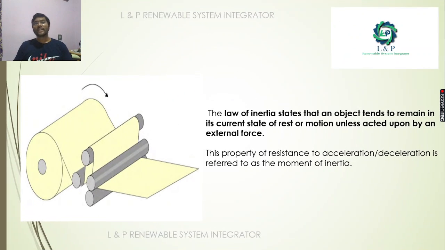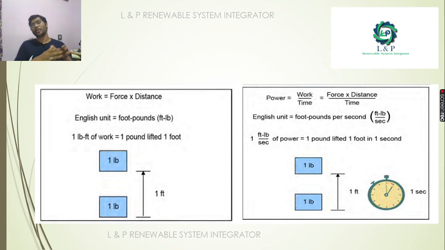And what is the law of inertia? The law of inertia states that an object tends to remain in its current state of rest or motion unless acted upon by an external force. If you want to know about work, it is nothing but the product of force and distance. If you want to know the power, it is nothing but the ratio of work to time.